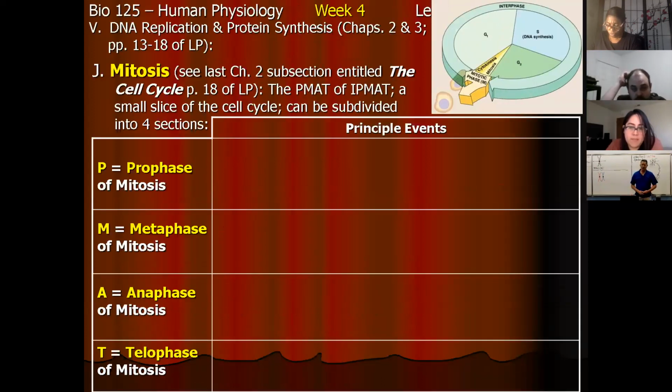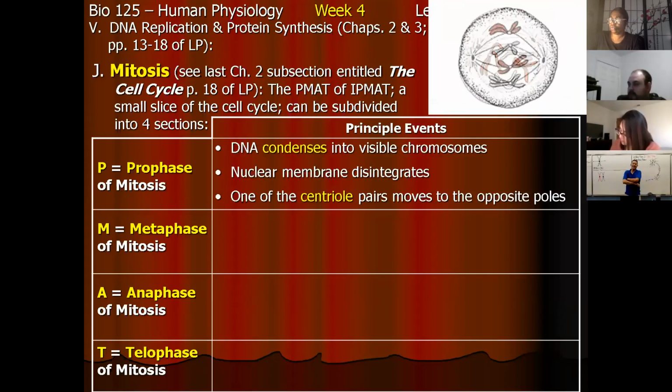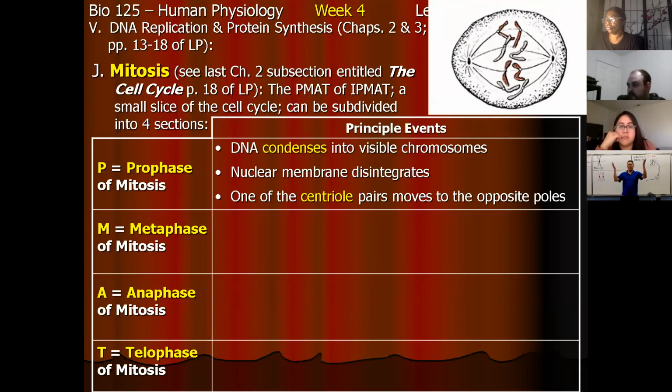All right, let's go through mitosis. In mitosis, all 46 chromosomes are doing this. In prophase, you've got the DNA condensing, so now we can recognize them as visual chromosomes. The nuclear envelope dissipates.